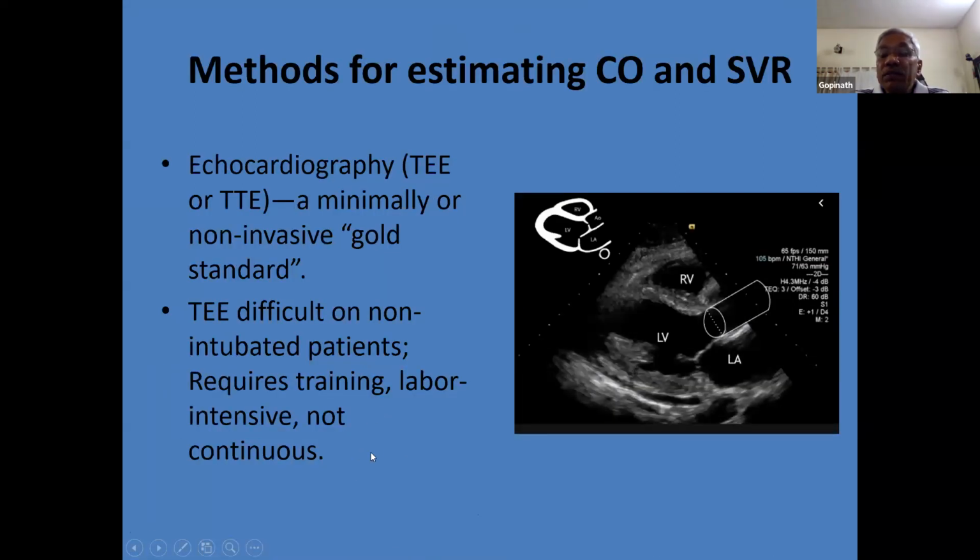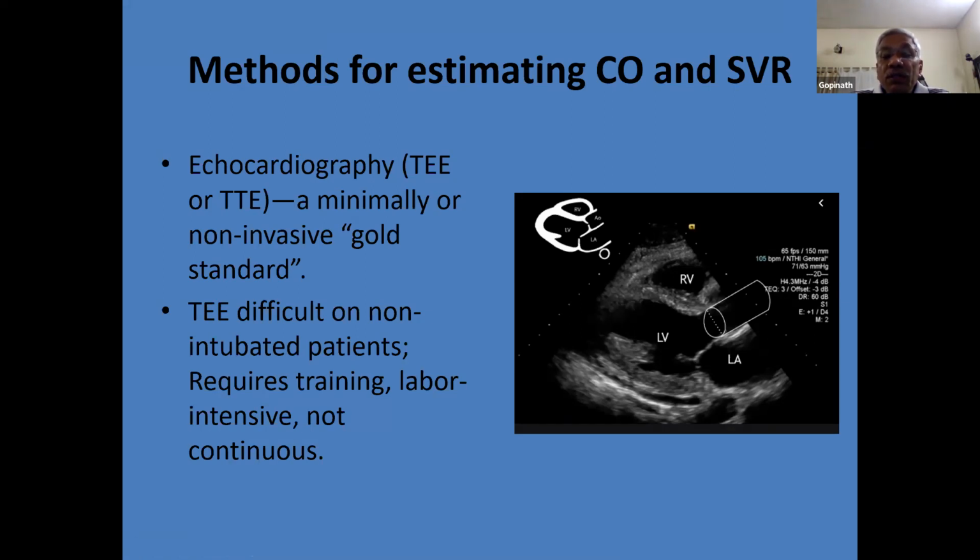So other methods, of course, again ultrasound based. The gold standard again for cardiologists, or perioperatively without the use of a PA catheter, is echocardiography, which is either transthoracic or transesophageal. Obviously, transesophageal is difficult in non-intubated patients.